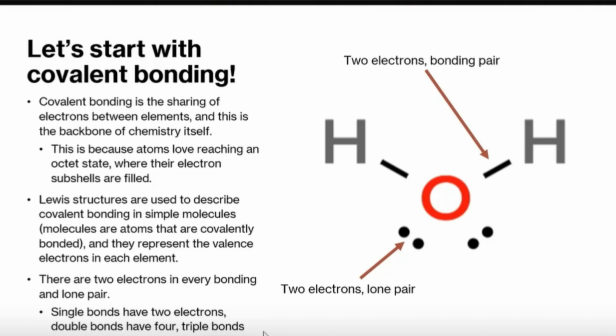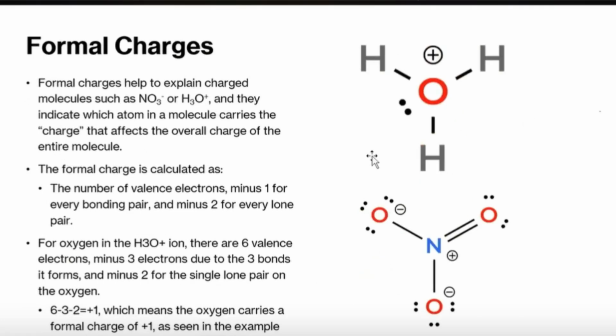Now, what we use to describe covalent bonding in simple molecules are known as Lewis structures, and they represent the valency, the valence electrons in each element. For example, oxygen has 6 valence electrons, hydrogen has only 1, etc. So, of course, there are going to be 2 electrons in every bonding and lone pair. A bonding pair is basically the 2 electrons that are shared between atoms, and a lone pair does not participate in bonding at all. That's mainly simple. Now, let's move on to what formal charges are.